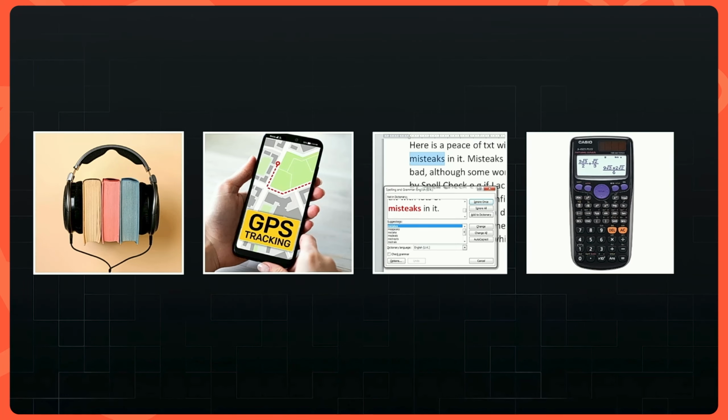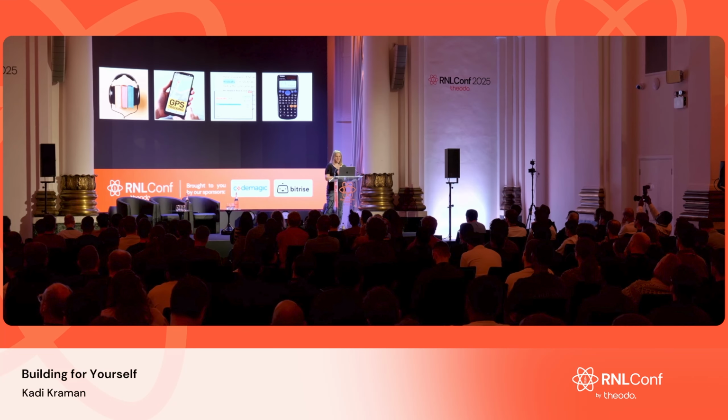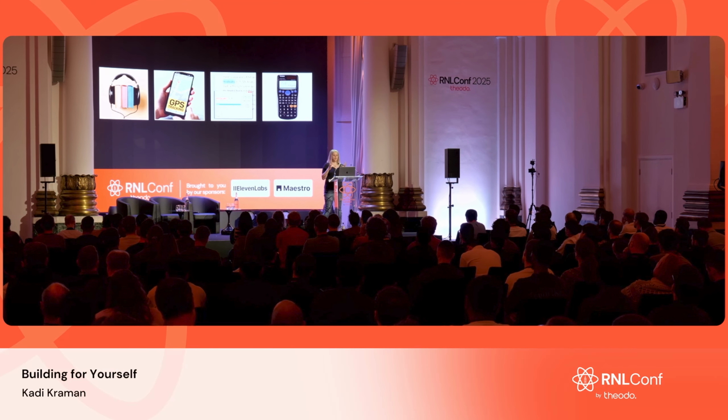Have a look at these four everyday things. We've got audiobooks, GPS tracking, spell check, and calculators. What do you think these things have in common? Did you know that they were all items that were created to solve a specific problem for a specific group of people, but they ended up being potentially even more useful for another set of people?